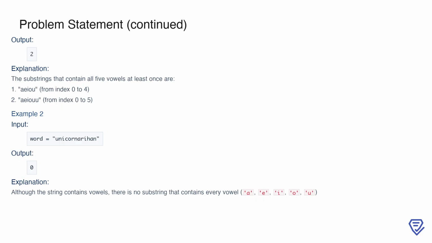In the second example, the input is word equals unicornarian. The output here is 0. Although this string contains vowels, it doesn't have any substring where all 5 vowels appear at least once.